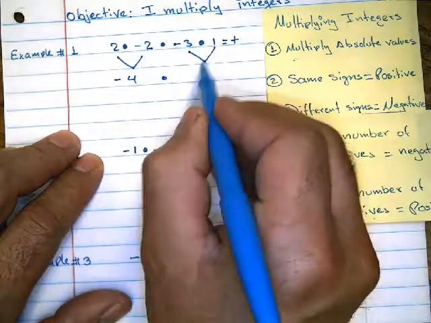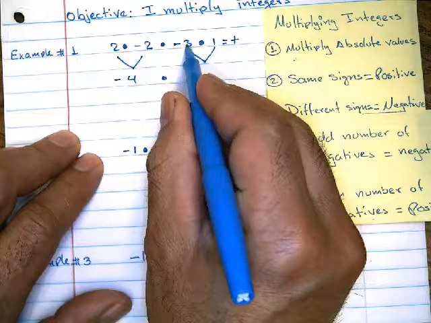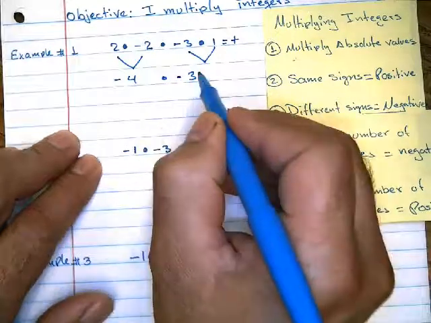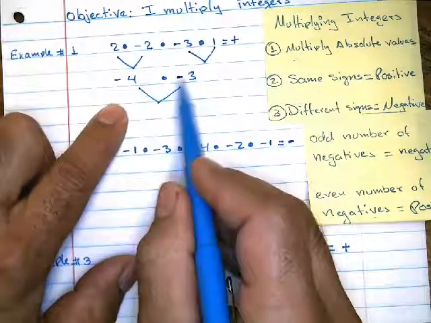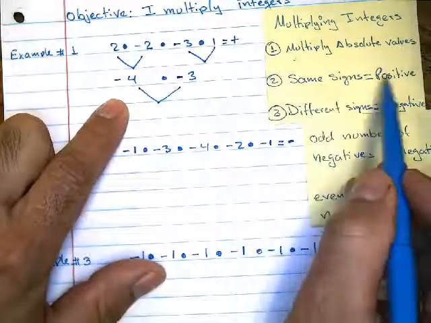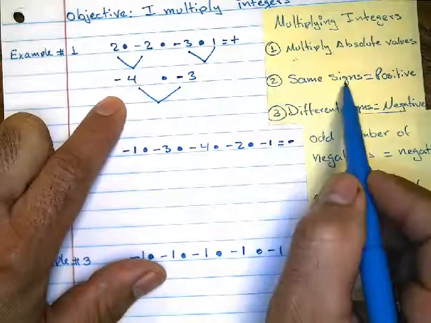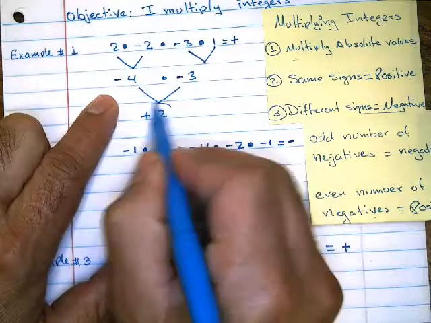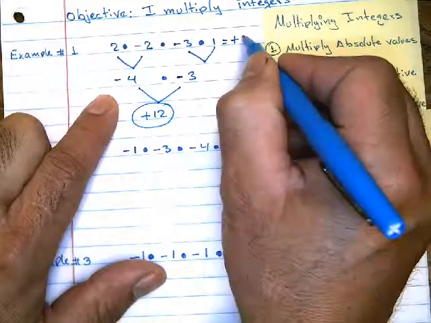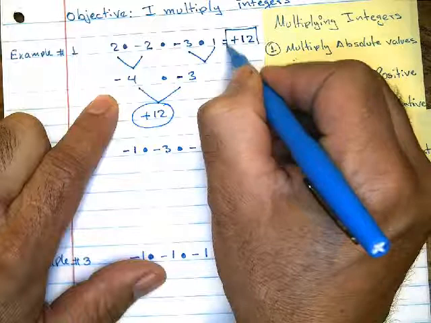3 times 1 is 3, but since one of the numbers is negative, my answer is going to be negative. Now I'm going to multiply my last two numbers. I have two numbers with the same sign. So same signs, when I multiply their absolute values, the answer is going to be positive. So that's going to be positive 12. And that's exactly what we knew it was going to be, that the answer was going to be positive 12.